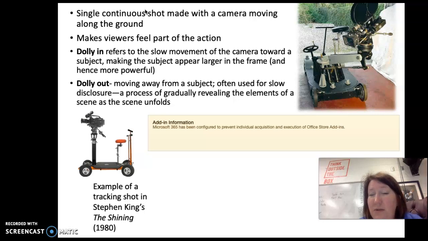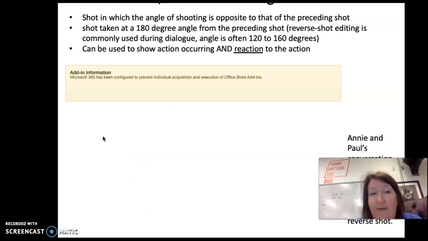Tracking shot, which is also a dolly shot, is where you have a moving camera. So you're moving along with the characters. What it does, really simple, is make you feel like you're in it, like you are a character, a part of this life.